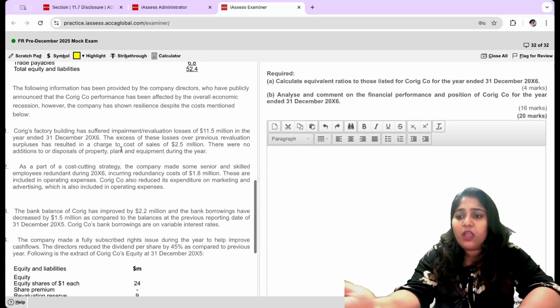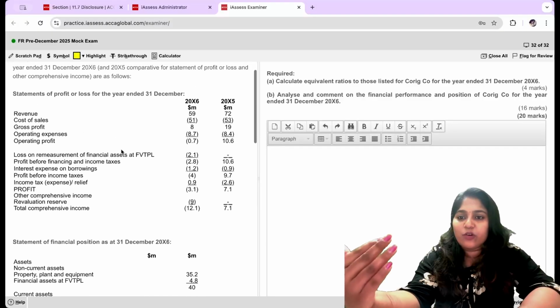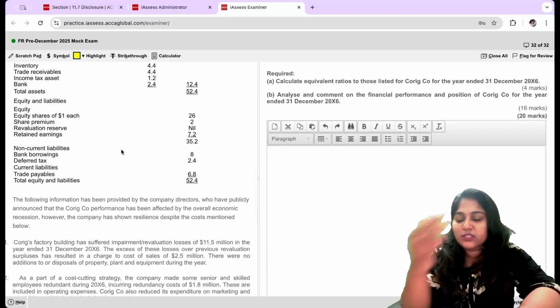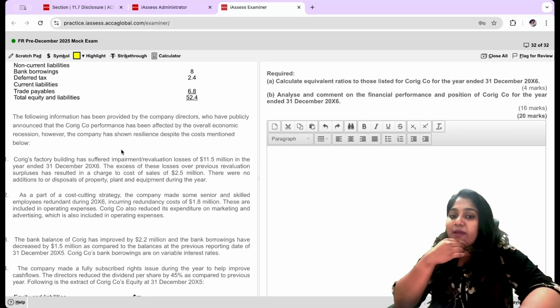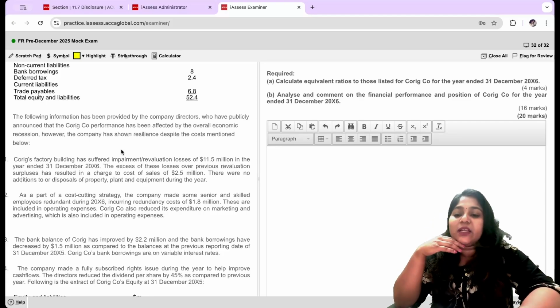Now, how do we do it? Let's read the part. We have all the information here. We have all the financial information. Let's read the notes. The following information has been provided by company directors who publicly announced that Corey Company performance has been affected by the overall economic recession.